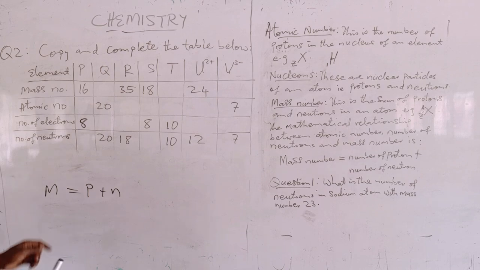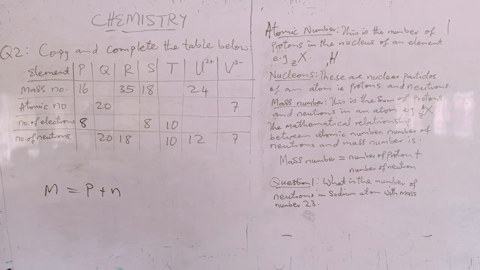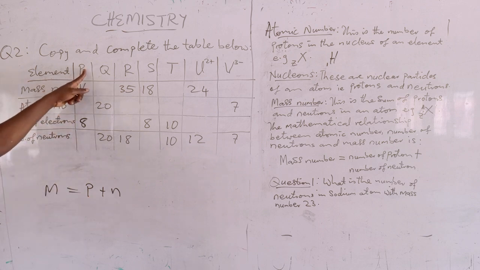You should be able to use this formula to solve this. Now let's see how to fill in this one. Element P has a mass of 16. Atomic number is not given. Electron is given. Neutron is given, which we can use. We can use this formula to find the neutron, but the proton is not given. You come back and check the element P. Has it a charge?